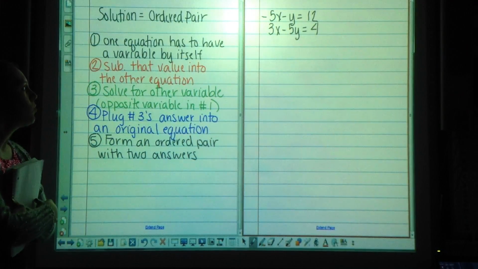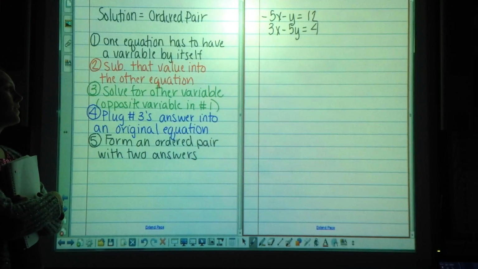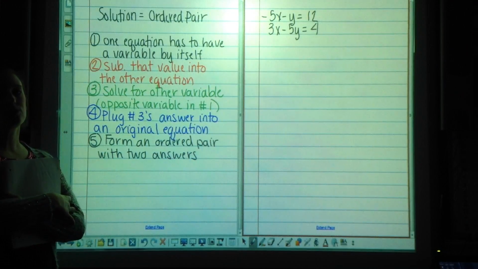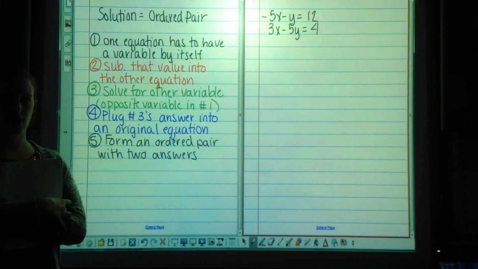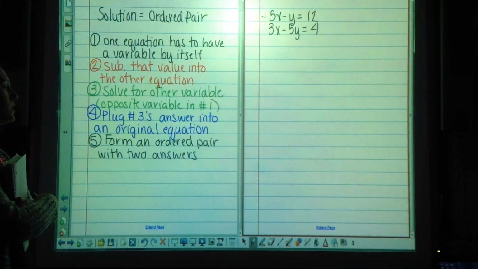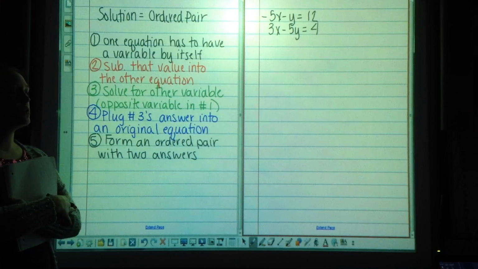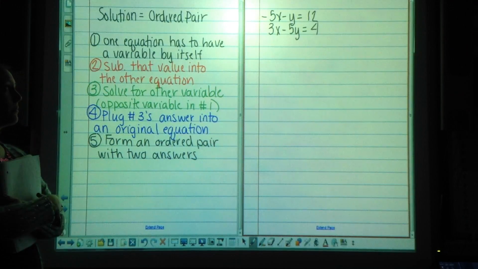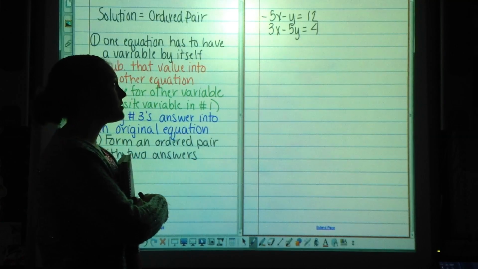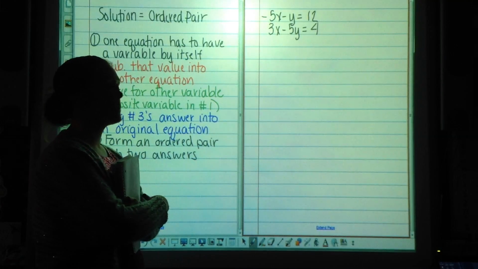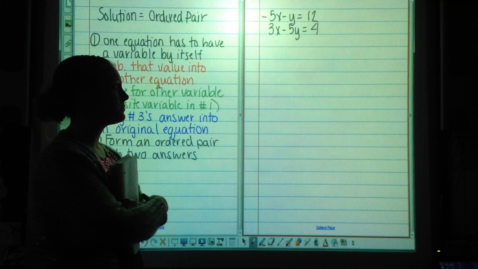Step 1. One equation has to have a variable by itself. These two equations are in standard form. They do not have a variable by itself. So before you can substitute anything in, you need to create an equation that has a variable by itself. And there is a trick to this. You want to try to solve for a variable that doesn't have a coefficient.